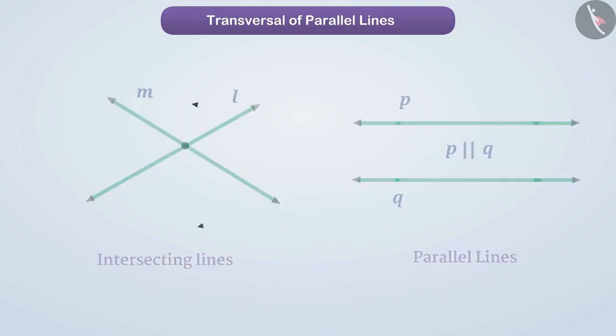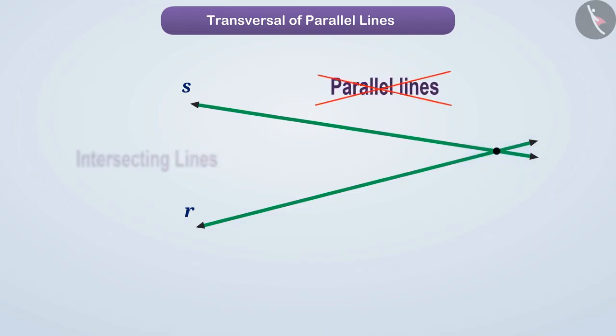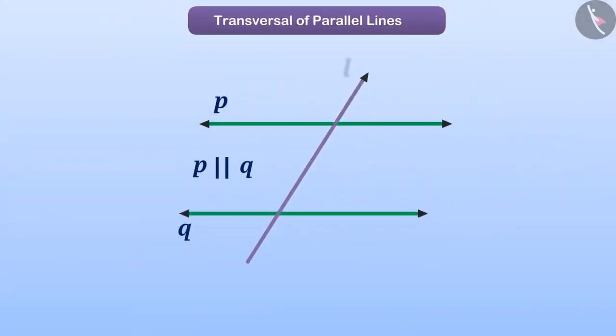Now, look at this pair of lines. The two lines in the figure do not intersect, but they have no endpoints. So let's extend them. If we look at them, they intersect at one point. That is, both the lines are not parallel, but intersecting lines. Today we will discuss the transversal on parallel lines.